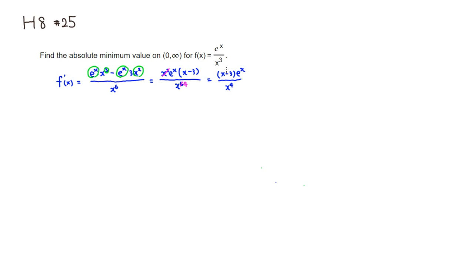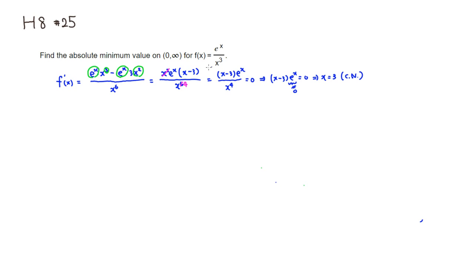I'm going to set this equal to 0 to find the critical number. It looks like the only critical number would be, we can make the numerator equal to 0, right? x minus 3 times e to the x equals 0. But e to the x is never 0, so the only chance we have is to make x minus 3 equal to 0, which means that x equals 3 is the critical number.